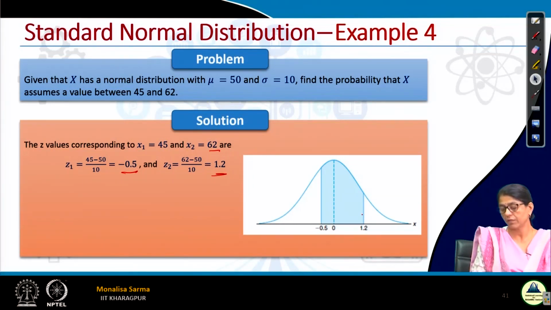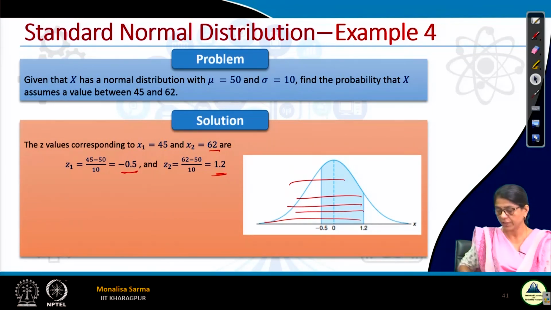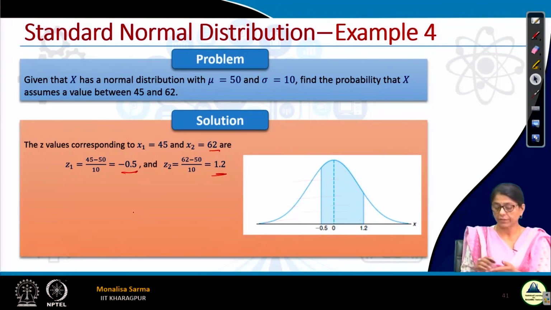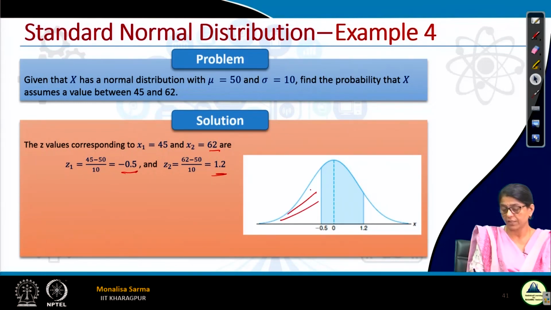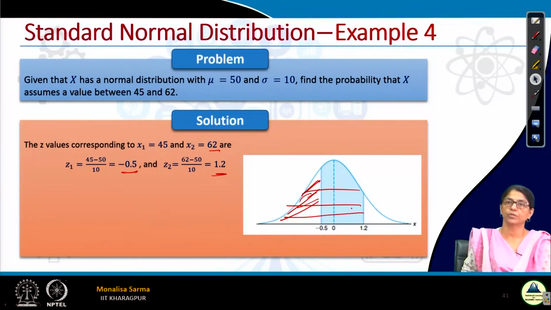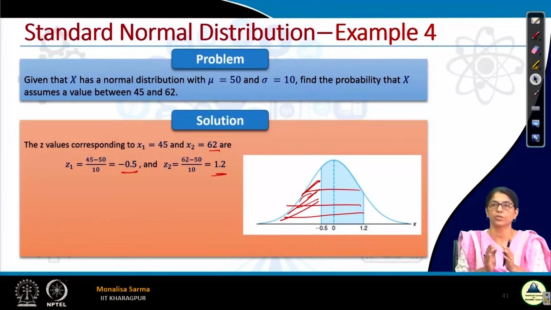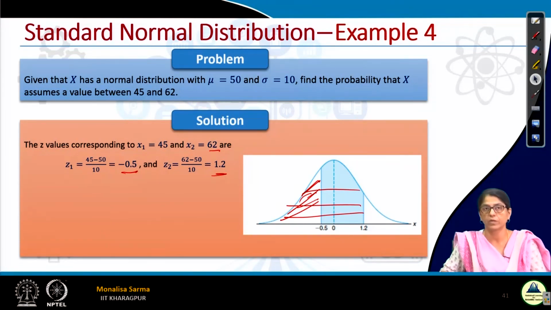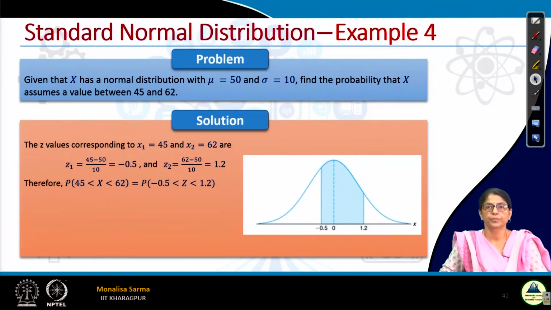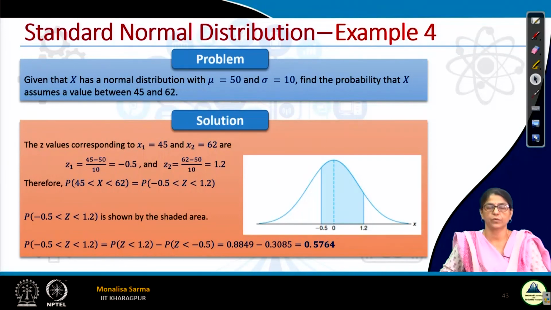So, from the table I can get this value: what is the probability of getting minus infinity to 1.2. Then again I can get the probability up to minus 0.5. From the whole value, if I subtract this value, I will get the blue portion, and the area of this blue portion is the probability. Okay. So, that is how we solve this sort of problem.